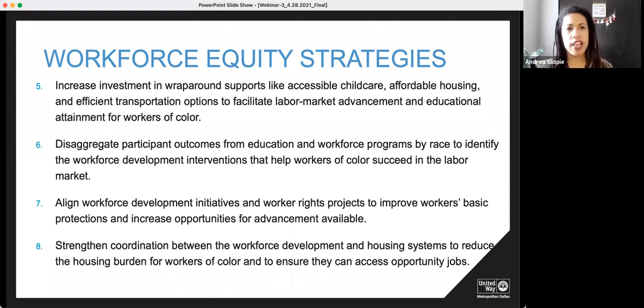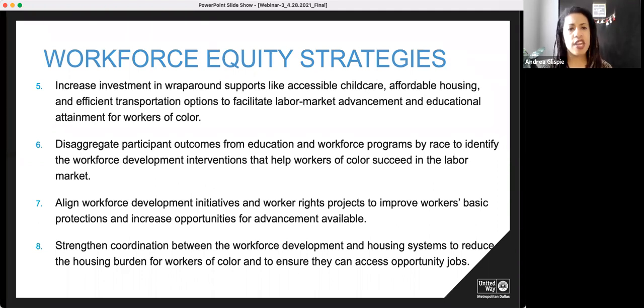We really don't have a good sense, based on the data that is available, of how workers of color are faring. And that data is really essential to taking stock first and foremost, but also to developing interventions that can promote success for workers of color in our training programs.